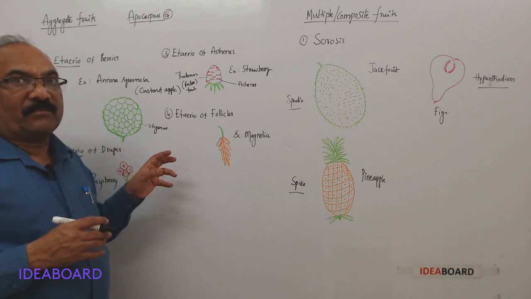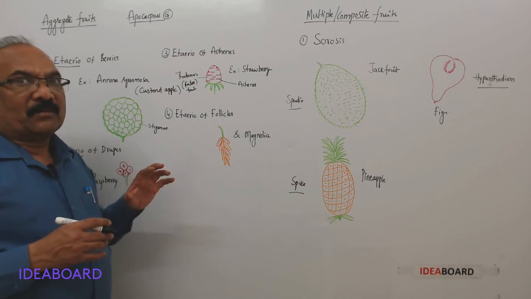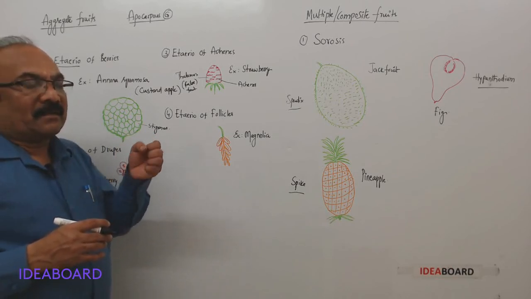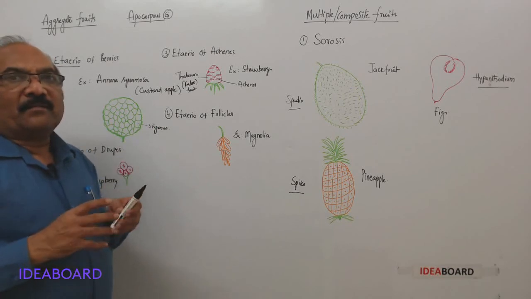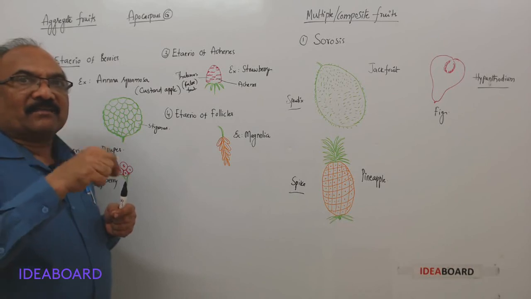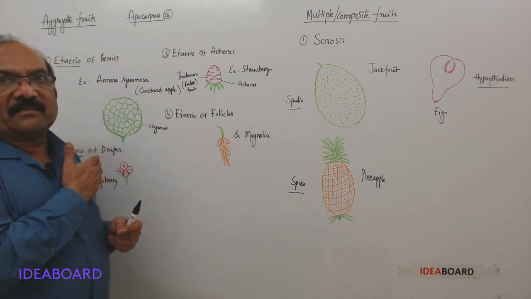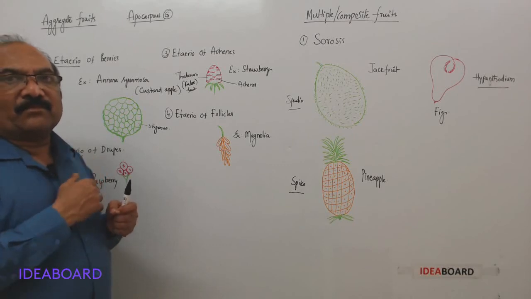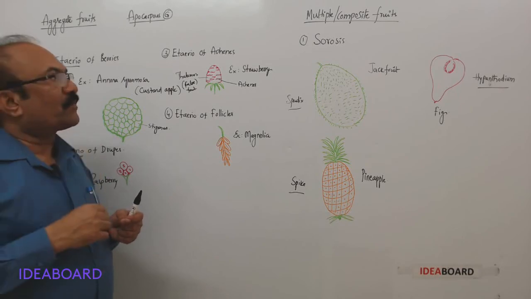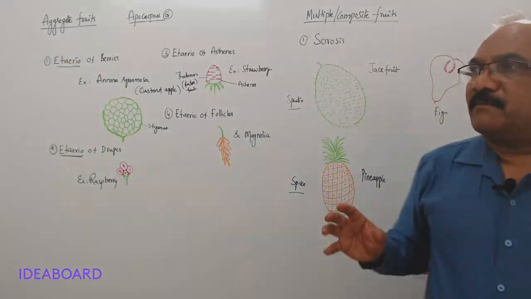But you have to be very careful. Don't forget the grapes. People think that grapes are also aggregate fruits. No. In grapes, that bunch is formed because of the inflorescence, and every flower in that inflorescence developed into a simple fruit. That's why you can check the examples which I mentioned under simple fruit. Grapes fall under berry, simple fleshy fruit. Okay, so now let us come to the multiple or composite fruit.